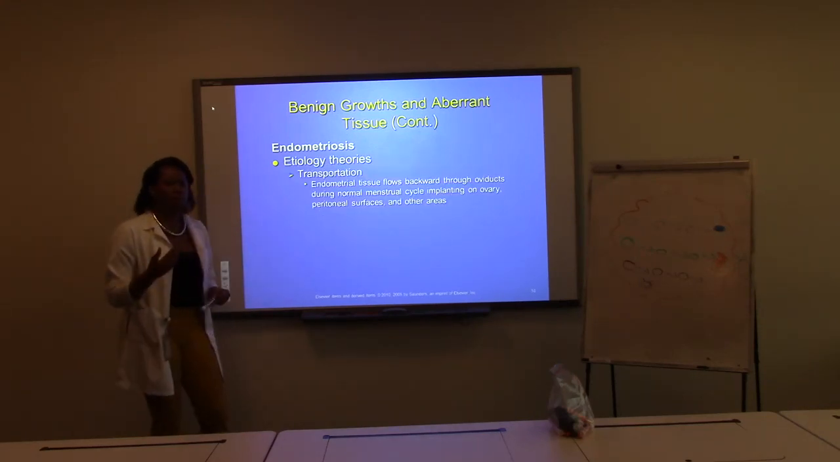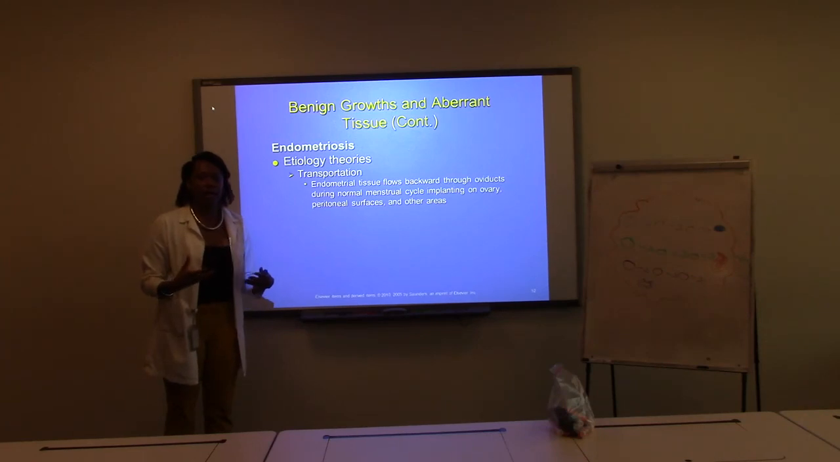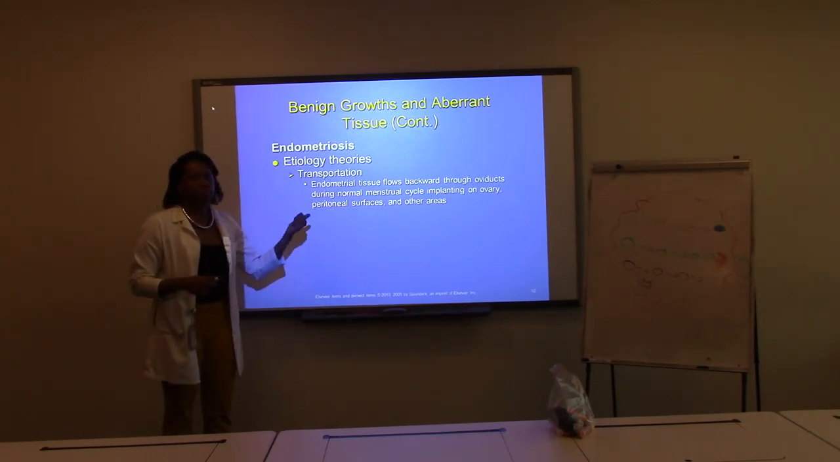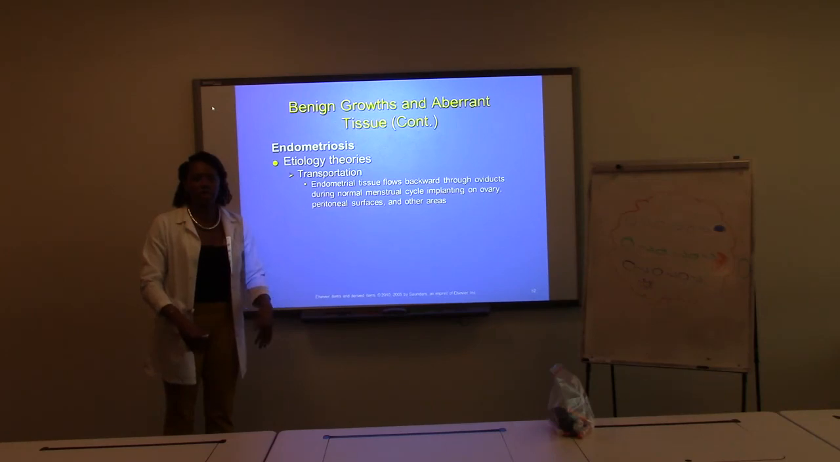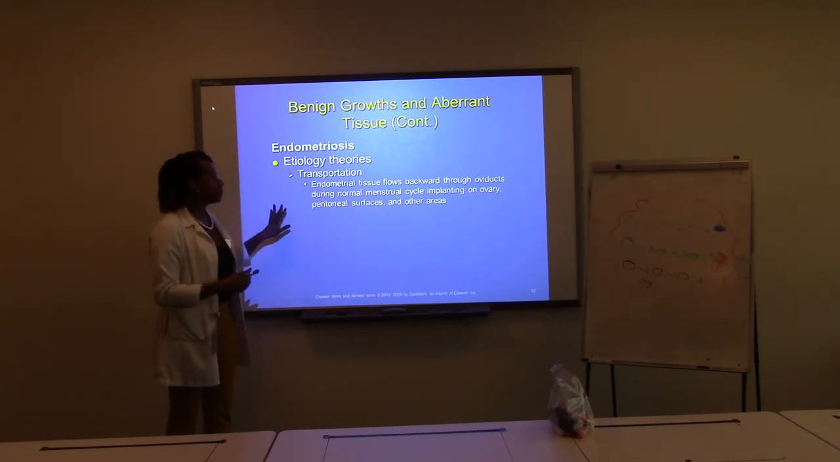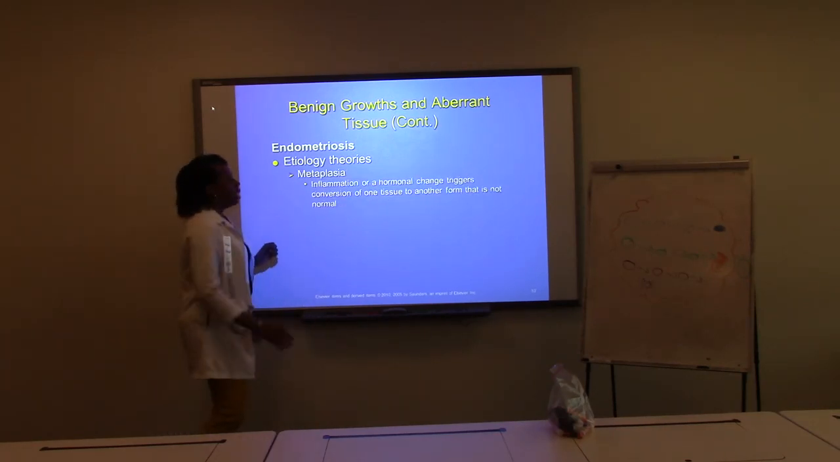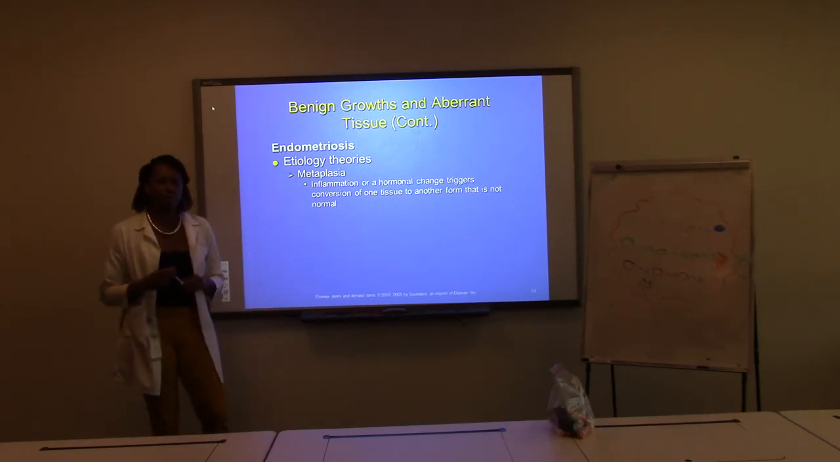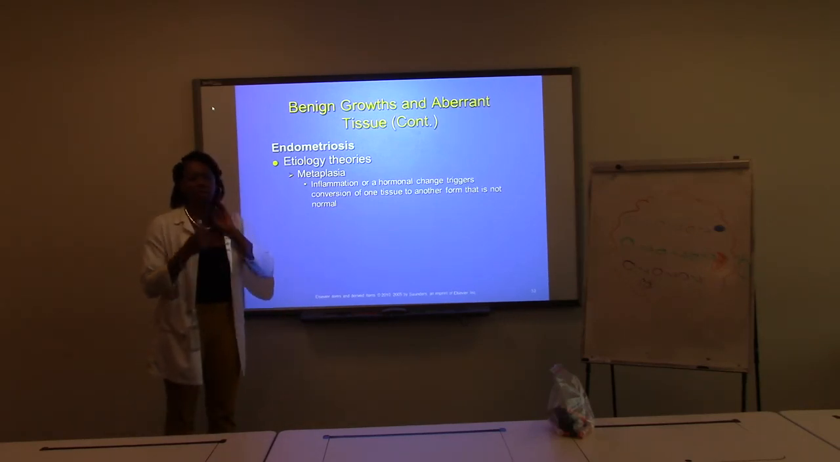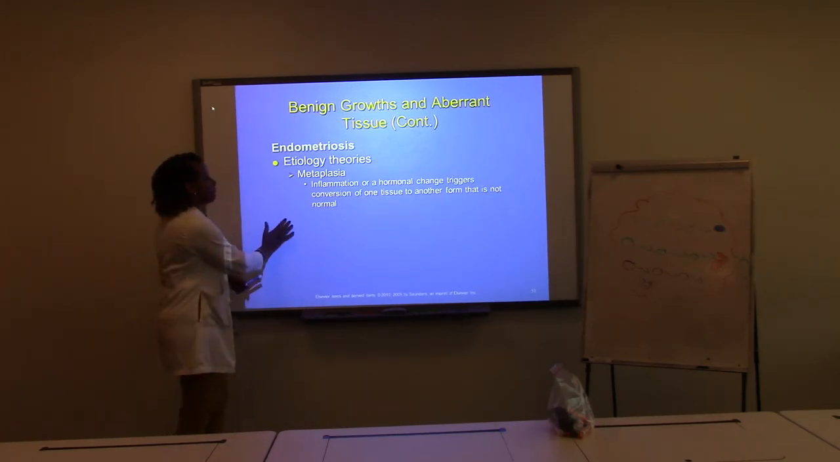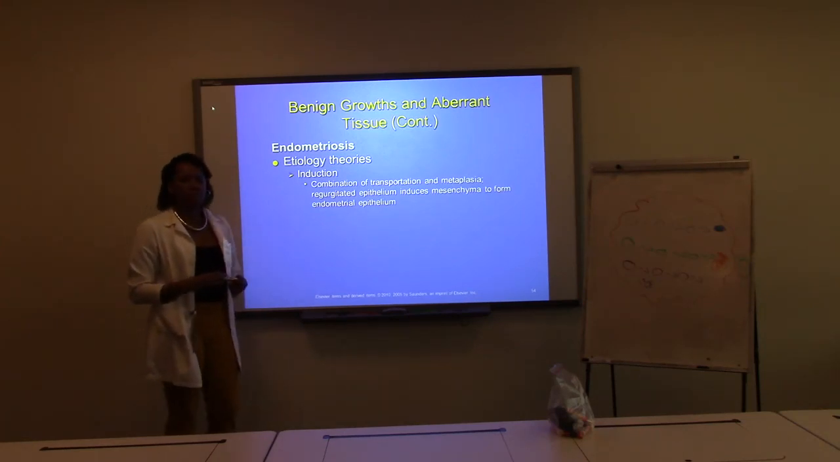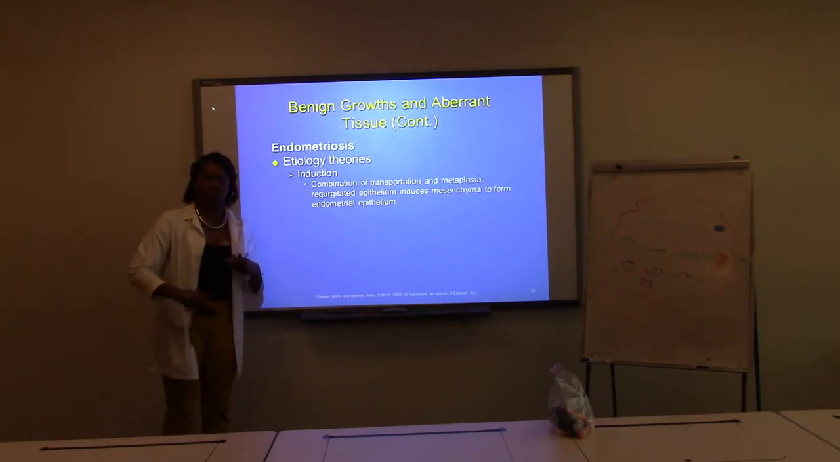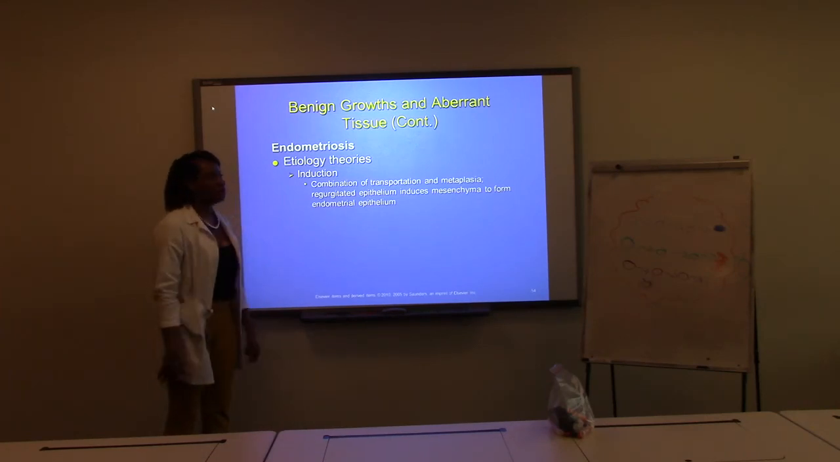So they have a couple of theories as to how this thickening develops. One theory is that menstrual blood can actually reflux back into the uterus, and when that menstrual blood is there, it can cause more thickening. Another theory is metaplasia. They believe that the cells can actually change into a different type, and now cause a thickening of the region. And the last theory is induction. They believe it's a combination of reflux of menstrual blood in conjunction with metaplasia.